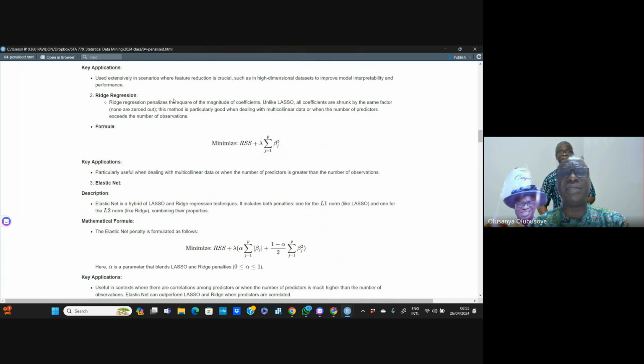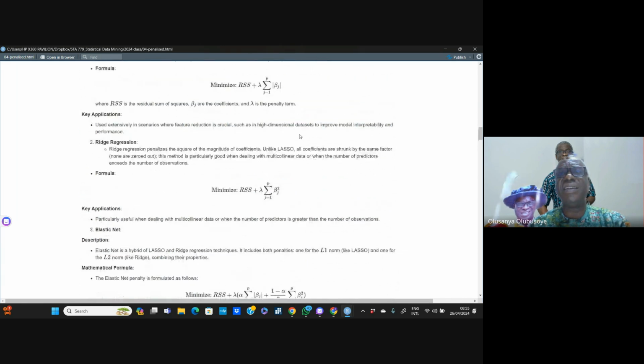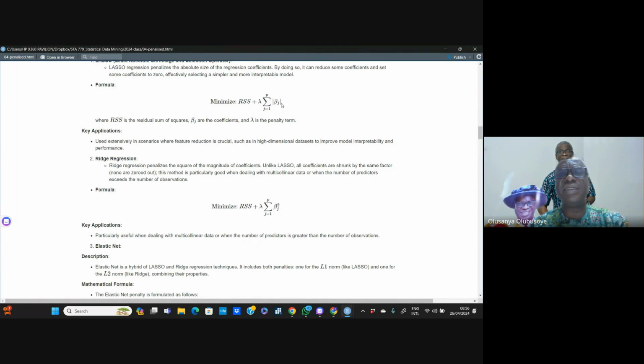For ridge regression, the only difference is that instead of the absolute value here, you are minimizing the component lambda times the sum of the squares of the coefficients, the sum of squares. So instead of the absolute value, you just have the square in the ridge regression. So ridge regression penalizes the square of the magnitude of coefficients.